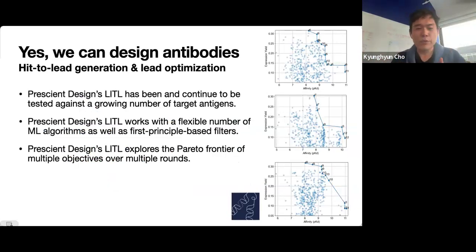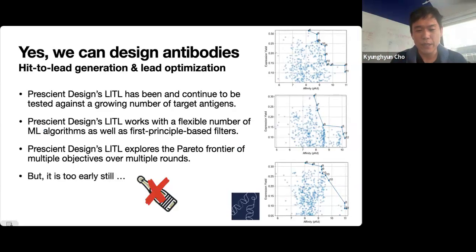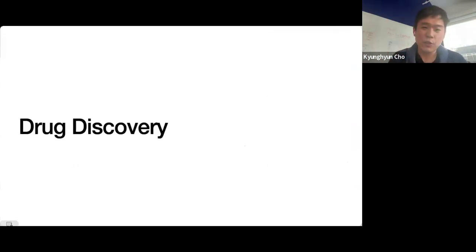We've tested with a number of target antigens. We tested with a flexible number of machine learning algorithms as well as first principle-based filters. And then, as you have seen, our platform explores the prior frontier of the multiple objectives over multiple rounds extremely efficiently. However, it's too early to pop the champagne yet, unfortunately. Why is that? Because I just told you about protein design. And protein design is not drug discovery.